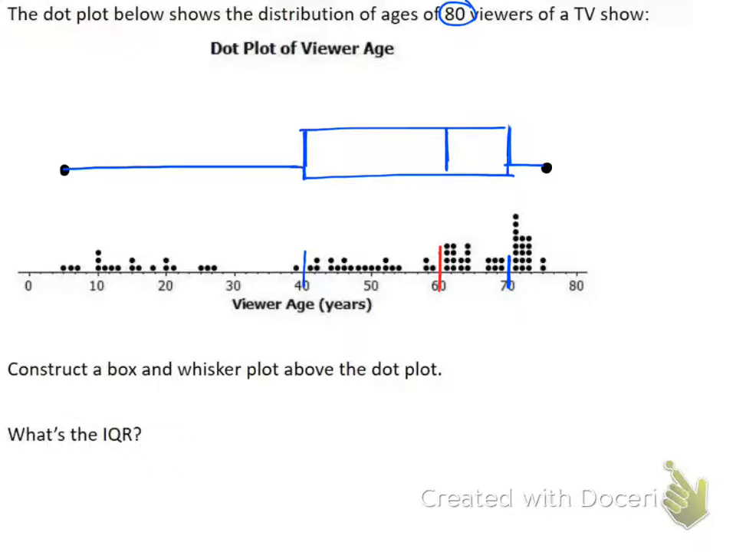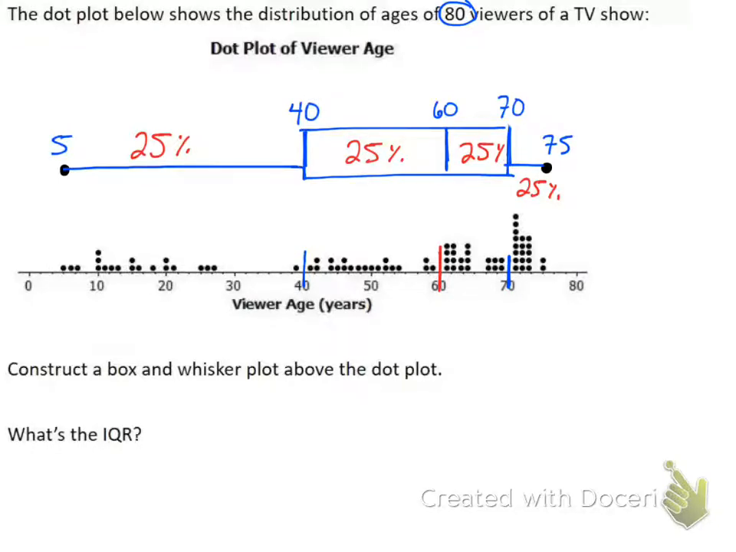So again, what's important to remember here is that this is talking about people watching a TV show. 25% of them are from 5 to 40, 25% of them are from 40 to 60, 25% from 60 to 70, and 25% between 70 and 75. So I got 75, put the values above each one of these. This is 5.